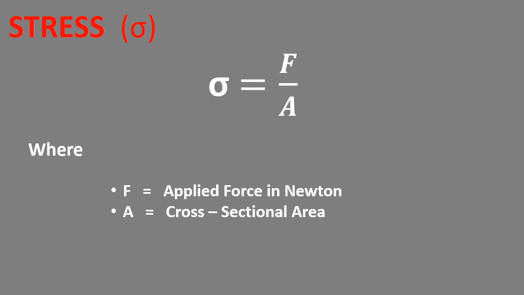Stress is frequently represented by a lowercase Greek letter sigma. Therefore, P is expressed in Newton and A, the original area, in square meters. The stress unit will be expressed in Newton per meter square. This unit is called Pascal. As Pascal is a small quantity, in practice multiples of this unit are used. 1 kilopascal equals 10 raised to 3 Pascal or 10 raised to 3 Newton per meter square. 1 megapascal equals 10 raised to 6 Pascal or 10 raised to 6 Newton per meter square. 1 gigapascal equals 10 raised to 9 Pascal or 10 raised to 9 Newton per meter square.